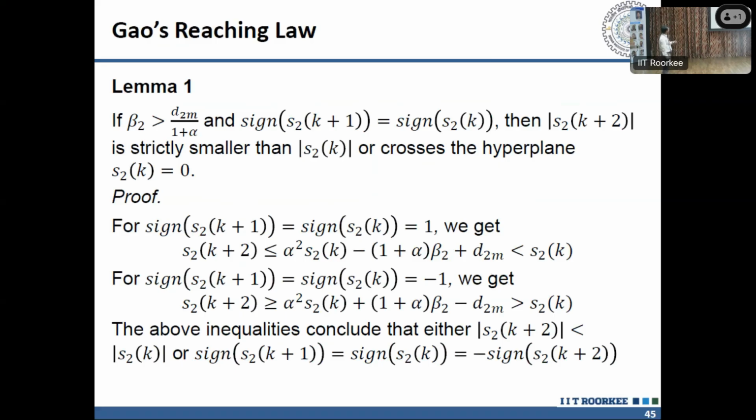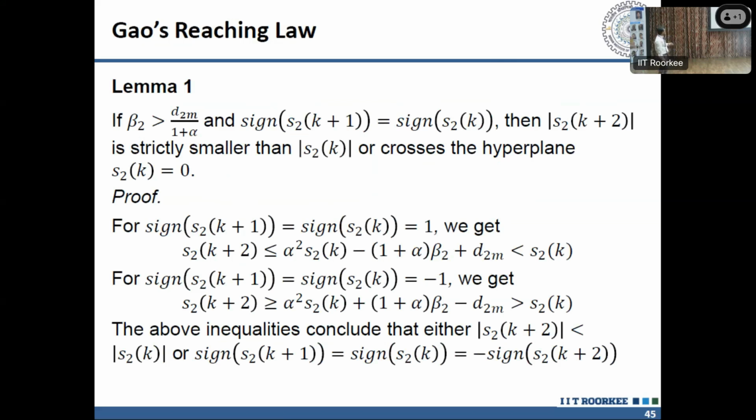This is less than S2K because D2 is greater than dpm by 1 plus alpha. Because of that, we can be sure that this is less than S2K. Similarly, if you consider from the other side, on the negative side, you will be able to show the similar. These above inequalities conclude that the magnitude of S2K plus 2 will be less than S2K, or it will change the sign. Why am I saying it will change the sign?